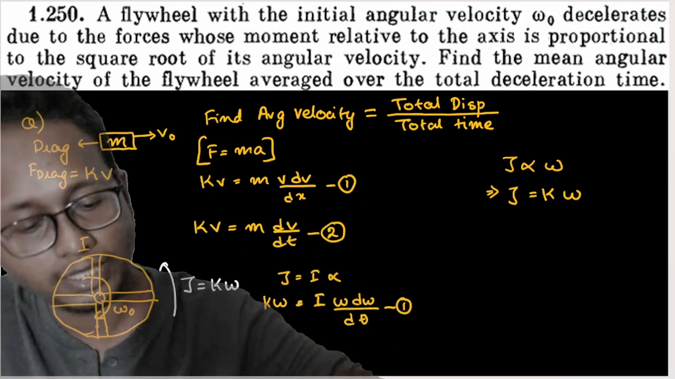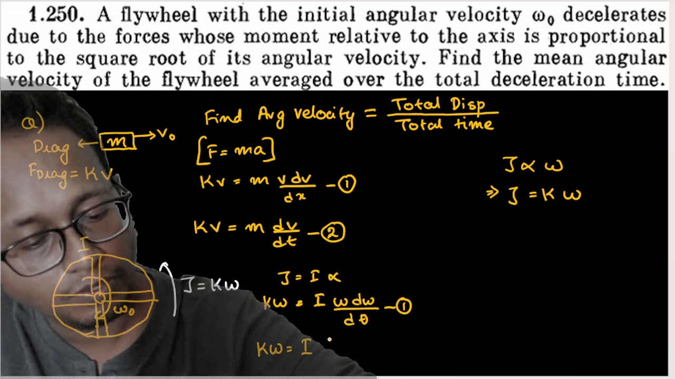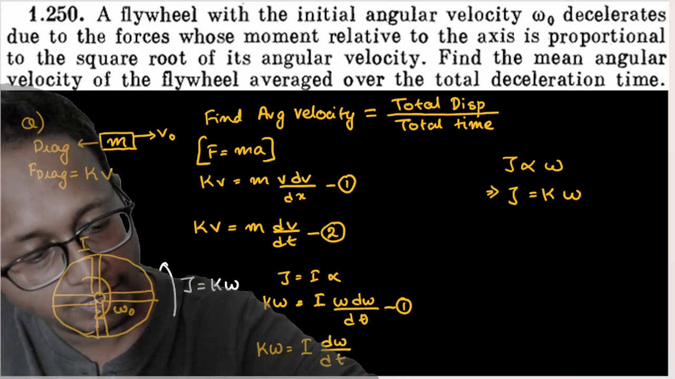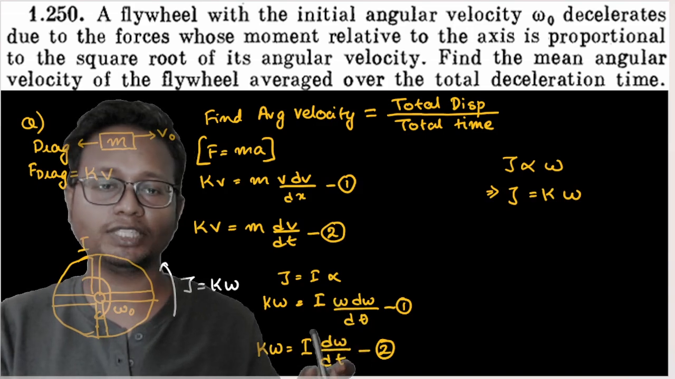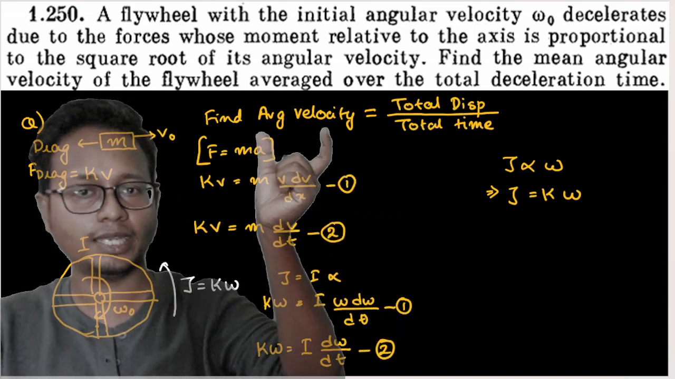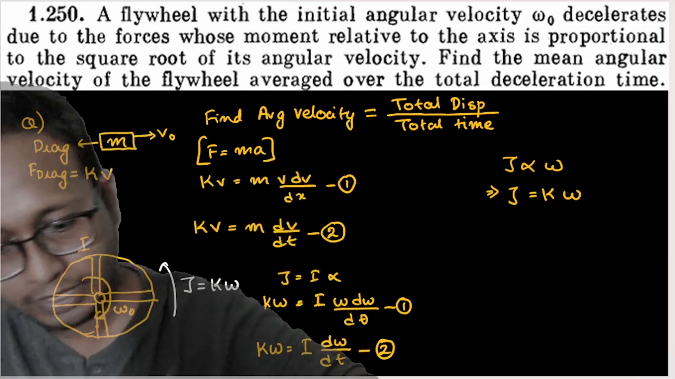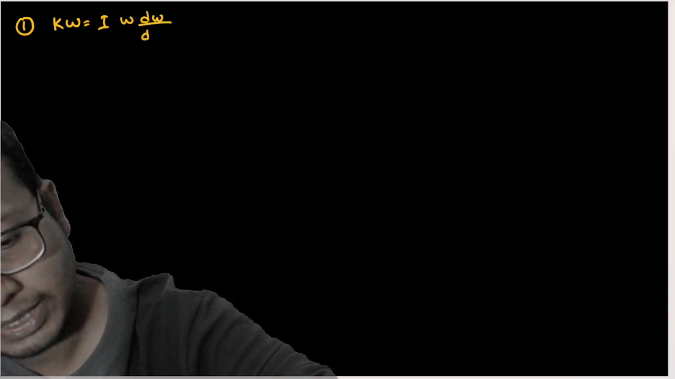Similarly, the second equation: K omega, or total torque, is equal to I into angular acceleration, and angular acceleration can be given as d omega by dt. From the first equation you get the total angular displacement. From this equation you get the total time. When you divide total angular displacement by total time, we get the average angular velocity. So let's solve for 1. K omega is equal to I into omega d omega by d theta.